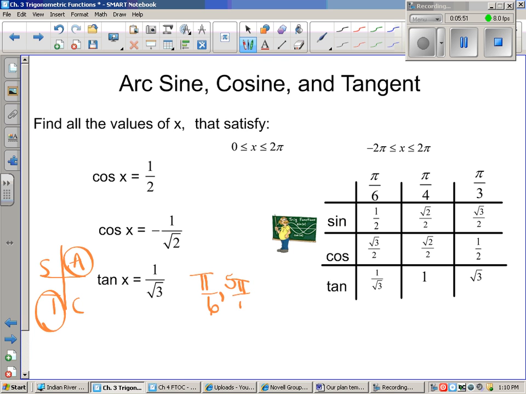5 pi over 6, do I want that one? How about 7 pi over 6? Do we want that one? What about 11 pi over 6? Which ones do I want? I want the first and the third. And so those would be the answers.